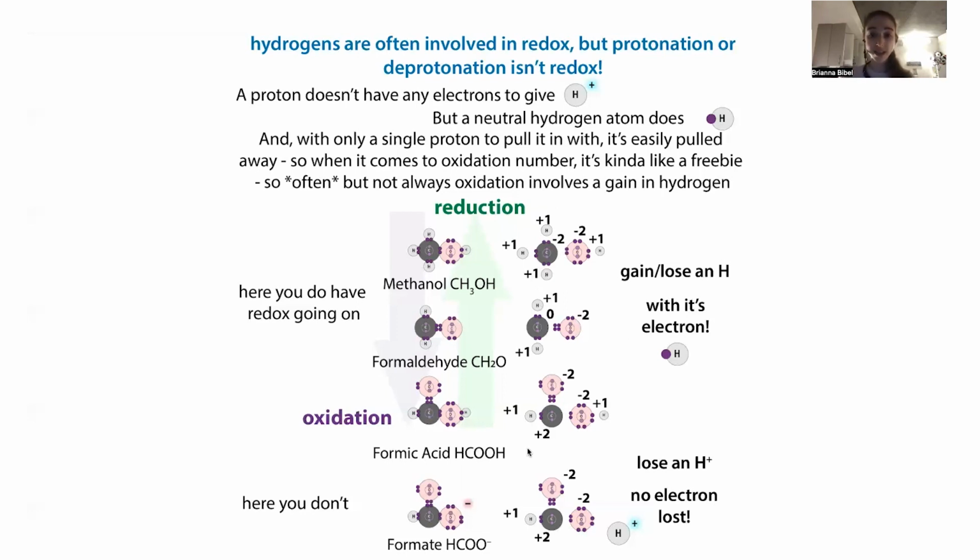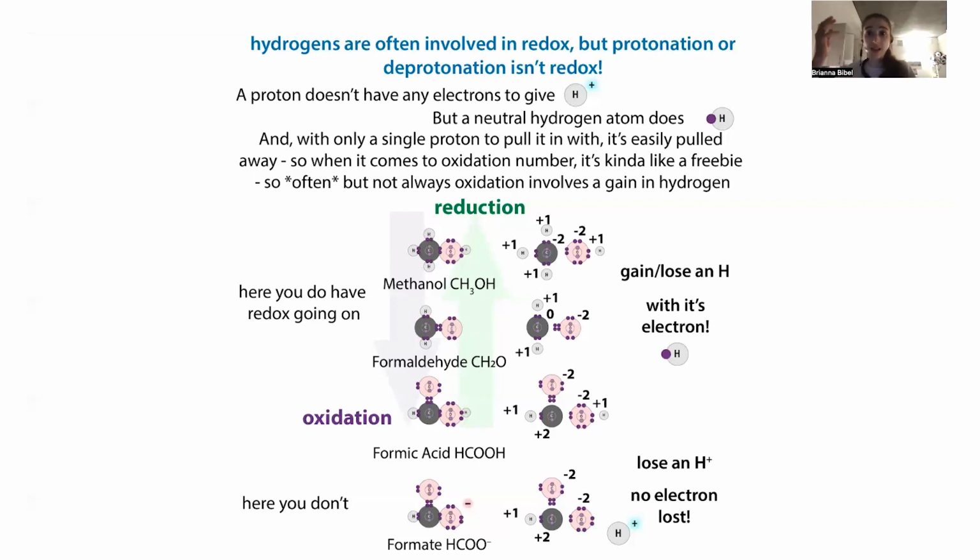But the key is that in all of these cases, you're actually gaining or losing electrons. And you can see that when you form a bond to oxygen, that's typically an oxidation reaction. You're losing electron density because the oxygen is a better hog. Similarly, when you gain a bond to hydrogen, it's like you're getting free electrons. So that would be a reduction, a gain in electrons.